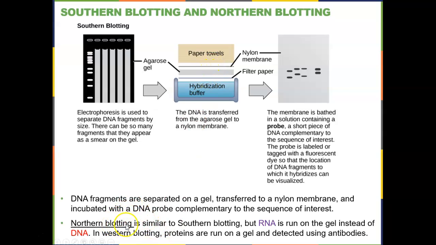And a northern blot has the same procedure, but in this case we're isolating RNA from the gel. And in a western blot, you're doing a run of proteins on the gel, and then you're using antibodies which will bind to those particular proteins that will tell you which are the particular sequences of interest.